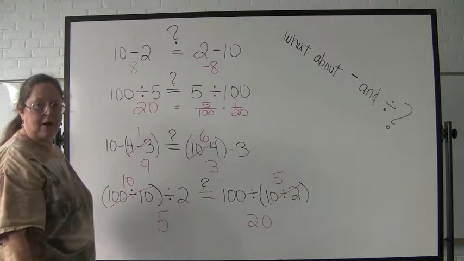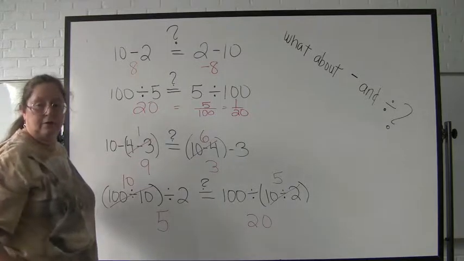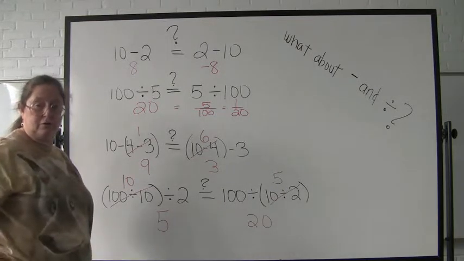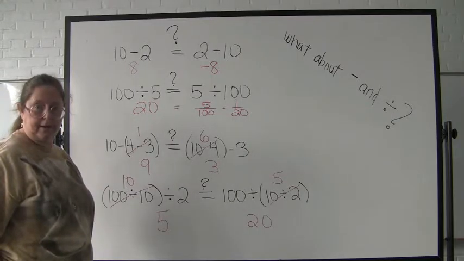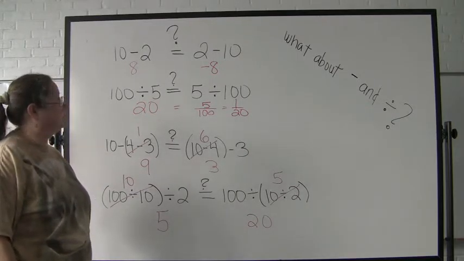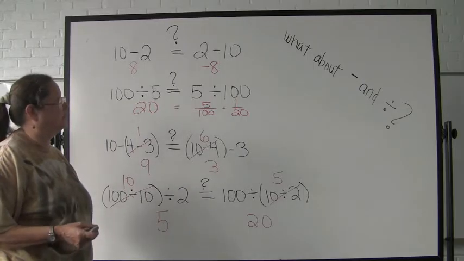Okay, so remember that. File that one in your little toolbox. The only time you can use the associative and commutative properties is when you are adding and multiplying. Okay? And that's what there is to lesson 2-1.